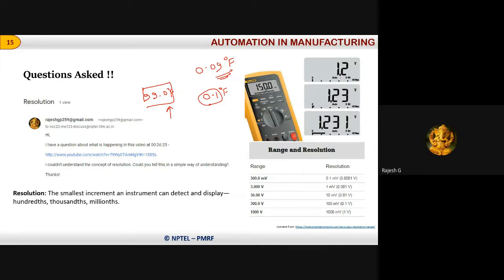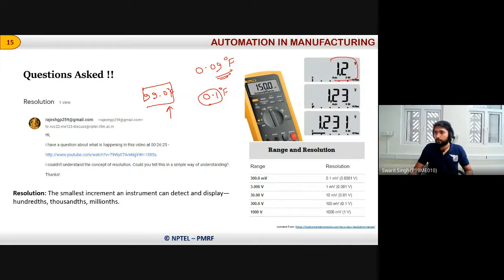There are different examples. If there is a value like 1.2 volt, it means the resolution of the system is 0.1 volt. If you see this kind of display, it means it will be able to measure 0.001, and again here 0.001. So you can see how the resolution is moving from tenths to hundredths to thousandths of the value, right?